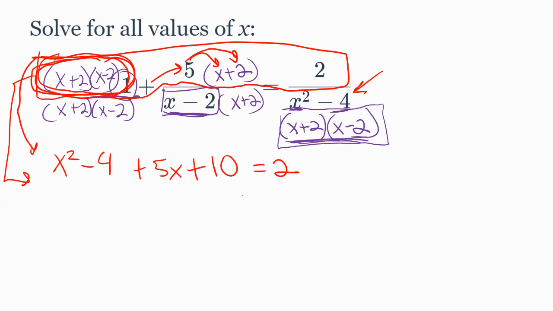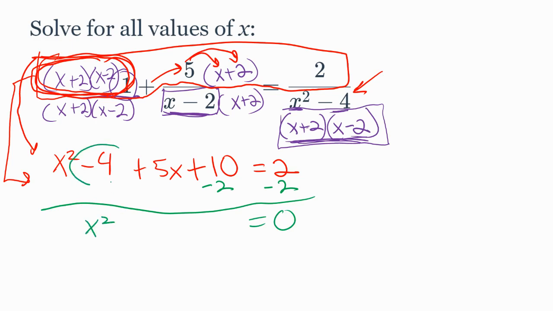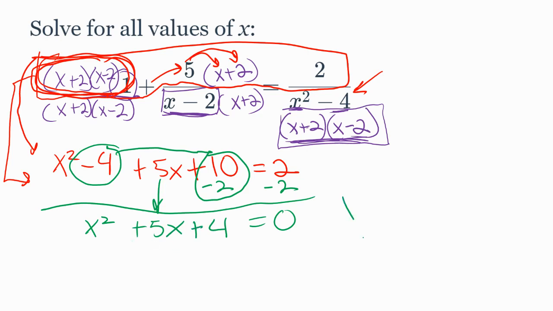And then set it equal to 0, factor, and solve. So subtract 2 from both sides. Now it's equal to 0. I'm going to bring down my x squared. I have negative 4 with 10 and negative 2, so it's really 10 minus 6. So it's going to bring down a 4 and bring down your 5x. So combining my like terms, I'm going to now factor using the magic X technique.